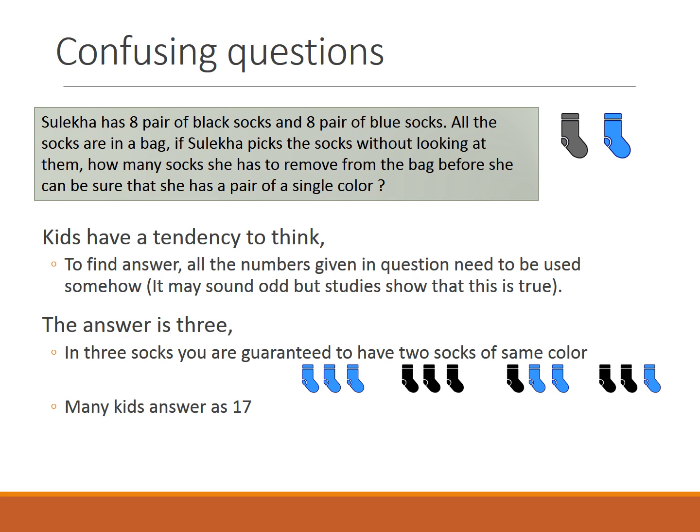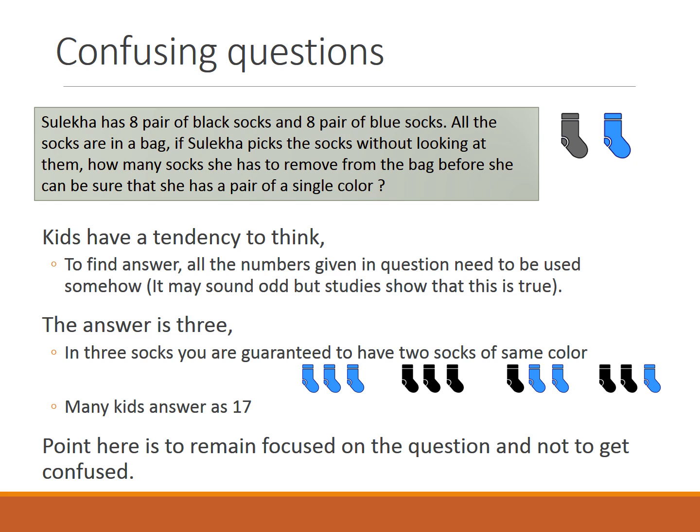But in most of the cases, the answer that we find is either 17, 16, or 8, because the kids get confused by the information, though it is of no use, and they try to use that information. In the process, they disregard what the question actually wants. So in this kind of question, the trick is to remain focused on the question and try to discard any kind of redundant information that is given there.